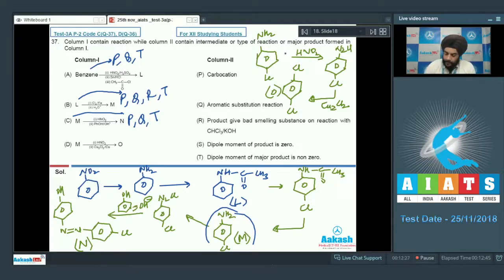Now if we look at the D option in which M is converted into O, we have parachloroaniline converting into para-dichlorobenzene. In this case, there is no formation of carbocation. So P will not be a match. We have aromatic substitution reaction, yes. The N2 group is replaced by Cl. So we have aromatic substitution on the ring. The product gives bad smelling substance. This will not be a match. And the dipole moment of the major product is 0 in this case as we have para-dichlorobenzene. So the correct matching for option D will be Q and S only. So students, this is the correct matching for question number 37.